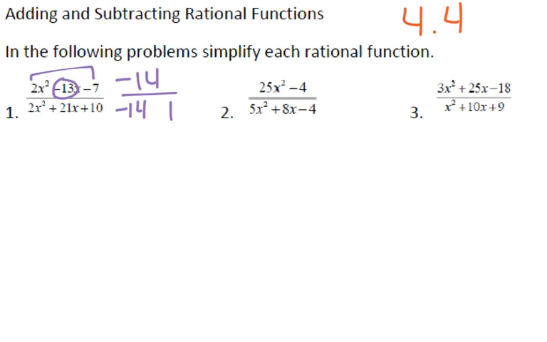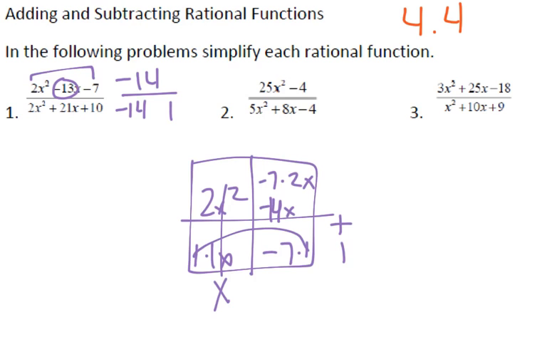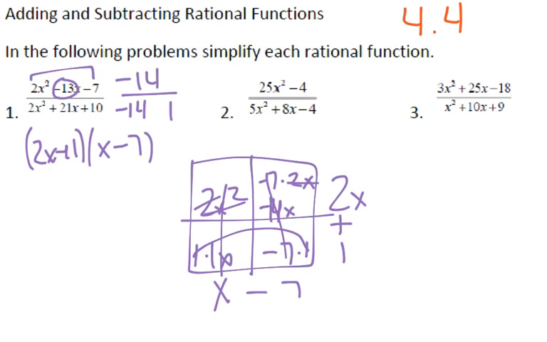Negative 14 and 1. So we'd go 2x squared, negative 7, negative 14x, which is like negative 7 times 2x, and 1x. So that's like times 1, that's like times 1. So pull out an x, pull out a plus 1, pull out a 2x, pull out a negative 7. So I get 2x plus 1 times x minus 7 up here.